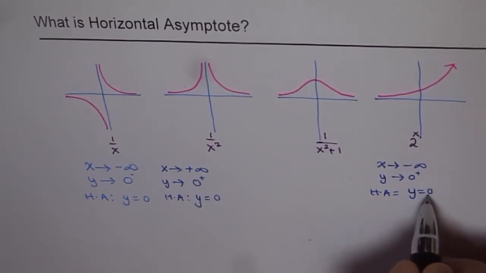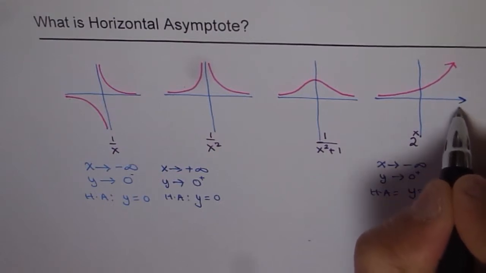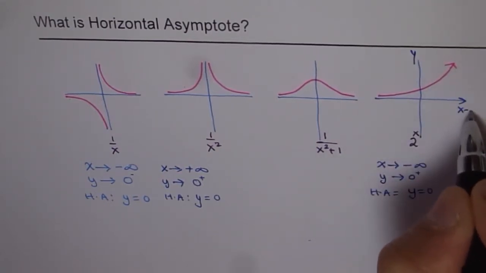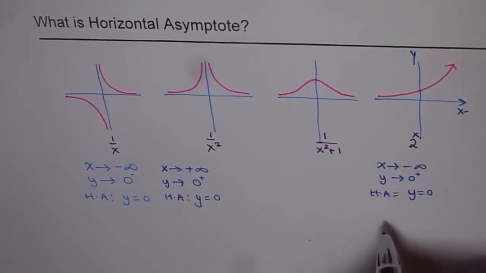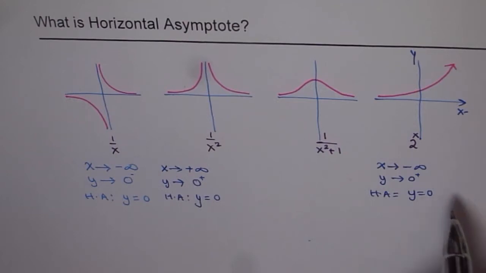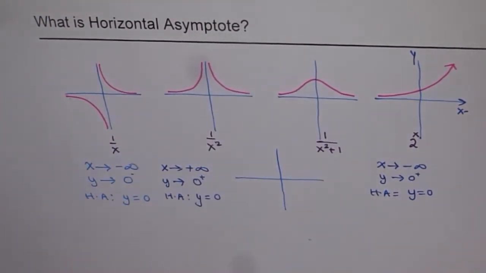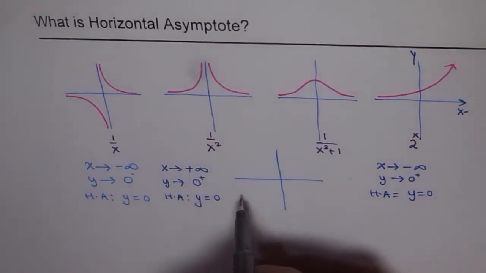Remember, y equals 0 is the equation of the x-axis. Well, in all cases, you will not have a horizontal asymptote like this. There could be cases, which we'll soon discuss in the next video, where you may have different horizontal asymptotes. For example, we may have a function like this.